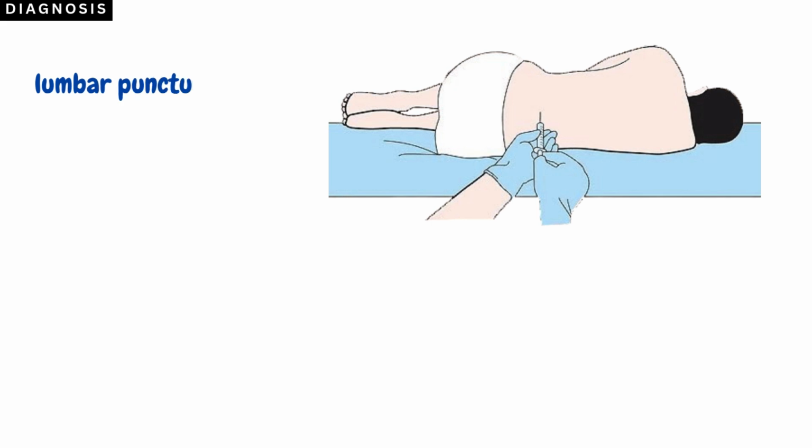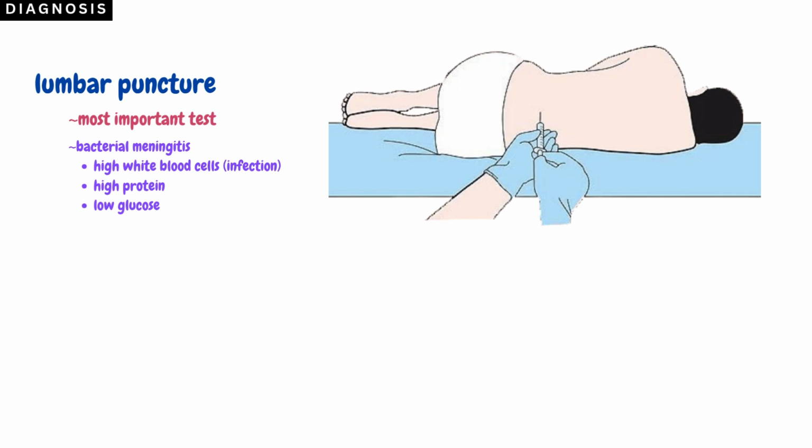To confirm the diagnosis of meningitis, several tests are done. Lumbar puncture, or spinal tap, is the most important test. A needle is inserted into the lower back to collect the cerebrospinal fluid, or CSF. This fluid surrounds the brain and spinal cord in the subarachnoid space. In bacterial meningitis, the CSF usually shows high white blood cells, high protein, and low glucose. In viral meningitis, the glucose is usually normal and the WBCs are mostly lymphocytes.